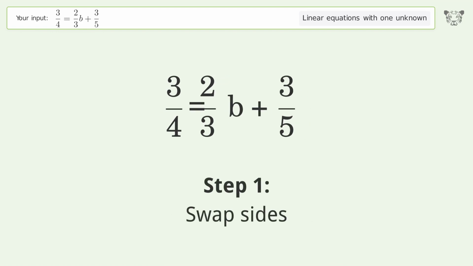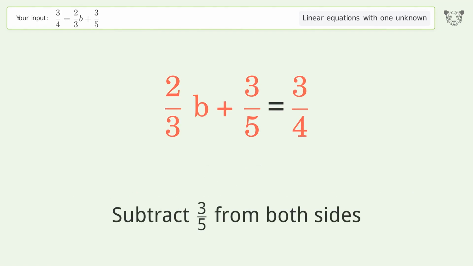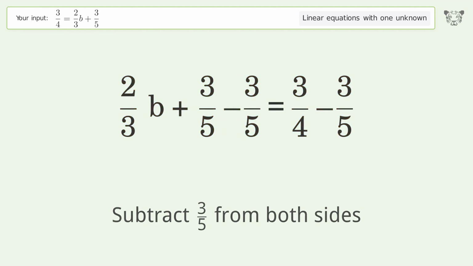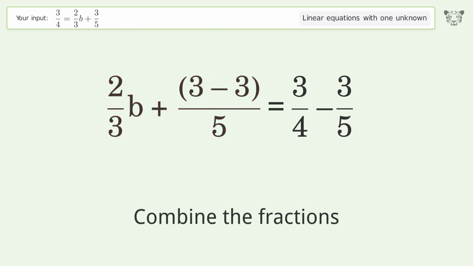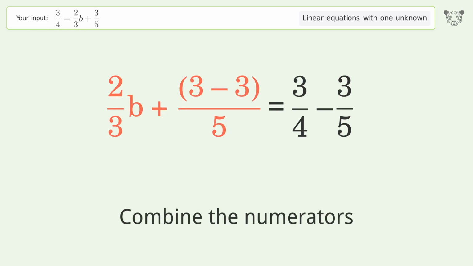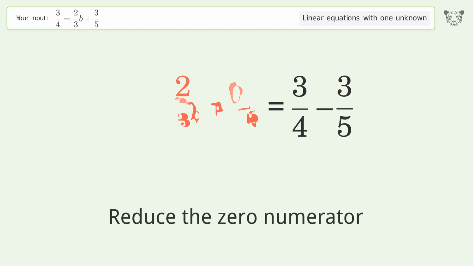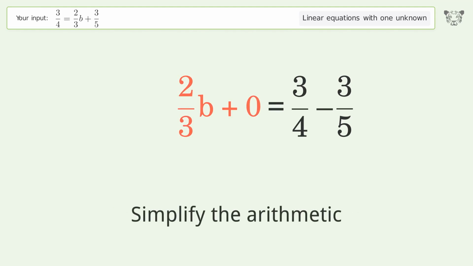Swap sides. Group all constants on the right side of the equation. Subtract 3/5 from both sides. Combine the fractions. Combine the numerators. Reduce the zero numerator. Simplify the arithmetic.